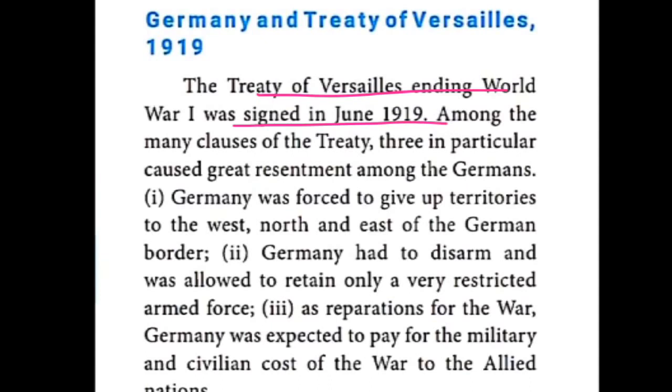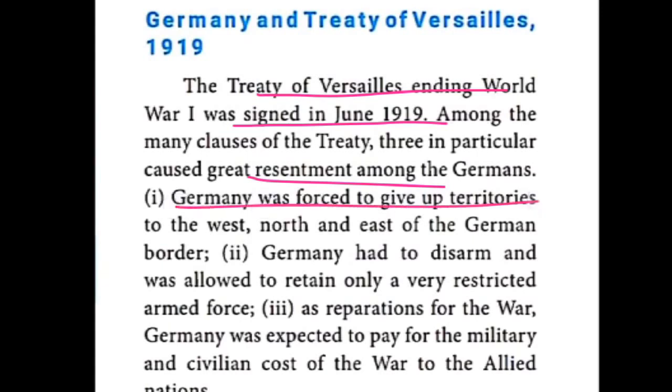Among these, many provisions are there. In the first lesson, as we learned, nearly 9 or 10 provisions are there. Of these, 3 in particular caused great resentment. Resentment in the sense dissatisfaction among the Germans. The Germans totally disliked the Treaty of Versailles, especially these 3 clauses. So what are they?